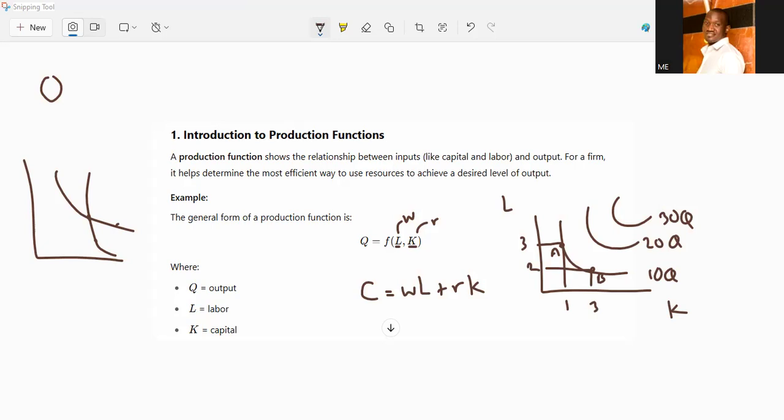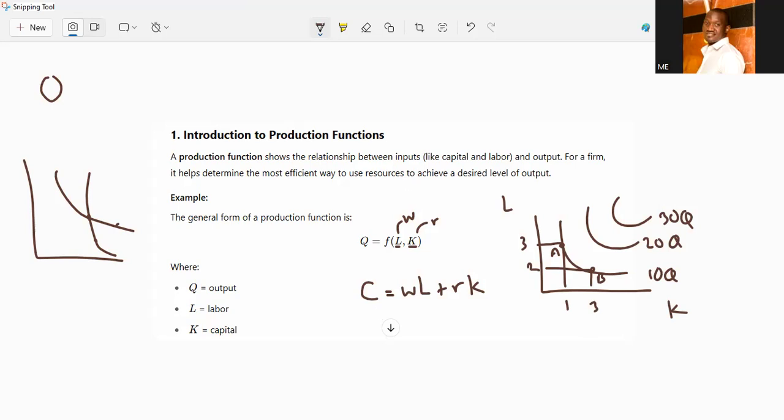Then the axes don't touch each other. This implies that output is produced with one input, either labor or capital, which is not realistic, as in most cases it doesn't touch. So now we go to the principle of constrained calculus.